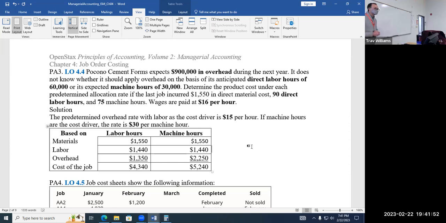Or another way to say that is, where are these overhead costs coming from? A lot of it is electricity costs or machine maintenance costs. Then you probably want to go with machine hours. If it's coming from supervisor costs, training costs, maybe labor hours is more appropriate. But we didn't actually have to make that determination for this problem. I just wanted to throw that in there. Any questions on how we did these calculations here?